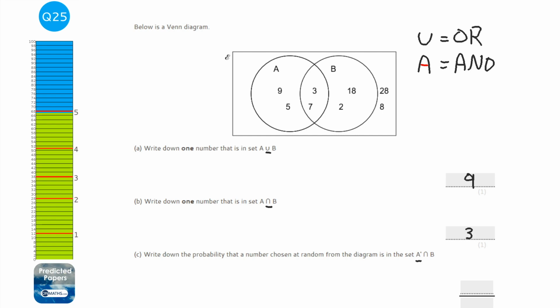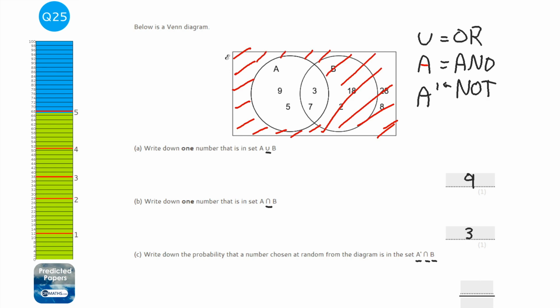Now this little symbol here, okay, and it's an A with a dash. That dash there means not. So we're looking for numbers that aren't in A and are in B. Well, let's have a look at where not A is. Well, it's anywhere around here. Anywhere around here is not in A. And let's have a look at where B is. So B is anywhere here. So the numbers that overlap both of those are the 18 and the 2. So it's 18 and 2.